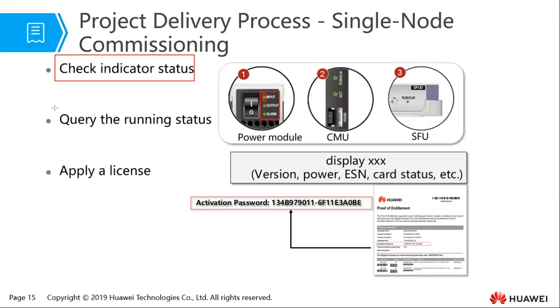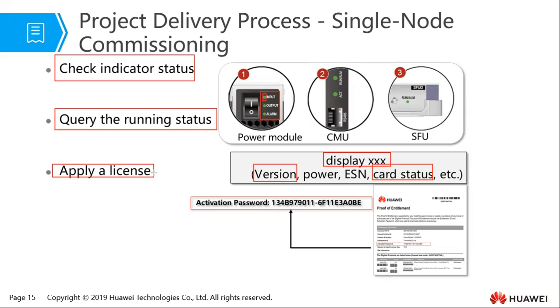Now, other than checking the indicators, to confirm whether the device is running okay, you can also query the running status by using the display command. For example, you can type in display card status to find out if the particular card is working okay, display version to check the version of the operating system that you're running, and so on and so forth. Now, after checking the indicator status and querying the running status, you need to apply for a license so that your device can work correctly.